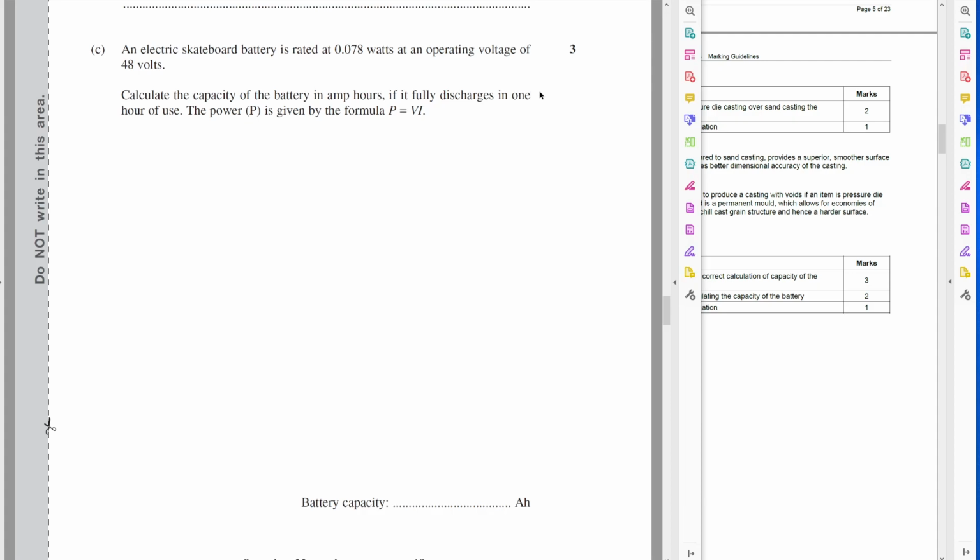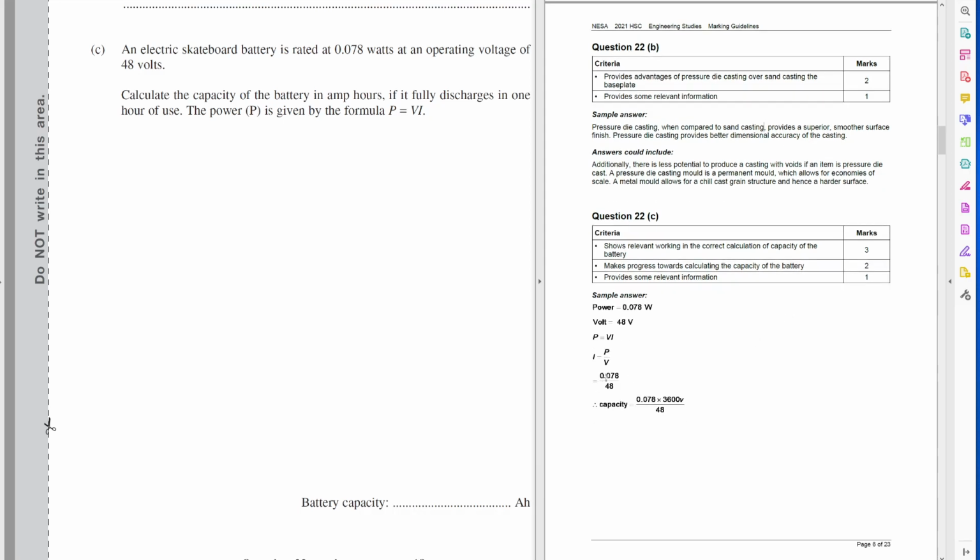So we get power, which is in watts, 0.078. Why am I writing this out when someone's already done it for me? Divided by 48 volts. Okay, exactly what I've got here. And then we're going to get the capacity, right? Where did this 3,600 come from?